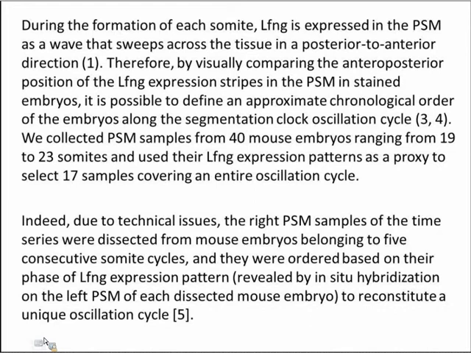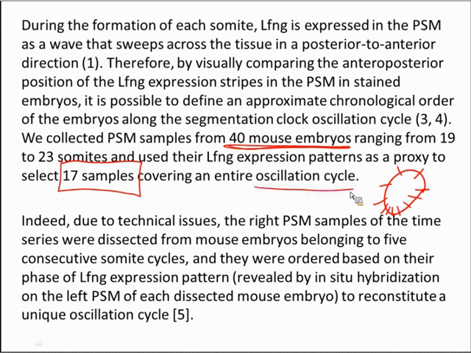They basically collected samples from 40 mouse embryos, and they used that as a proxy to collect 17 samples covering an entire oscillation cycle. So if we call this one cycle, they basically tried to get 17 points. They may or may not have been equally spaced. I probably haven't counted 17, but 17 points someplace along the entire oscillation cycle. And they actually had 40 data points, but they only chose 17 of the samples.